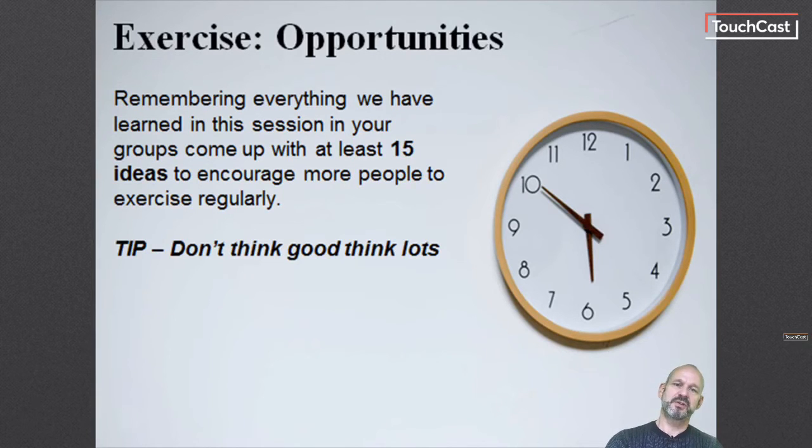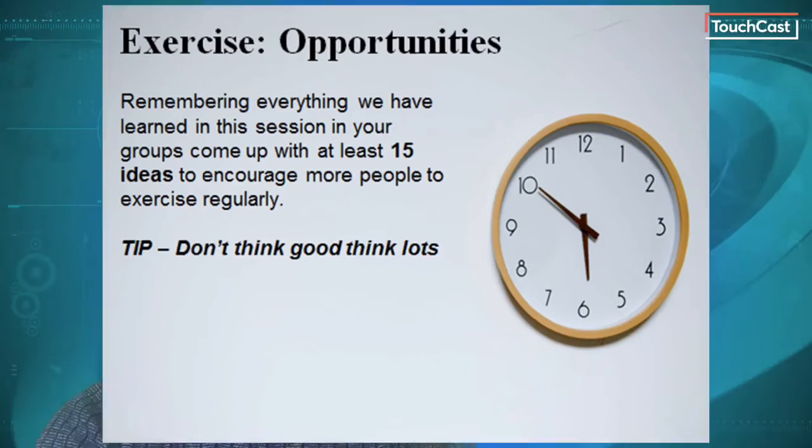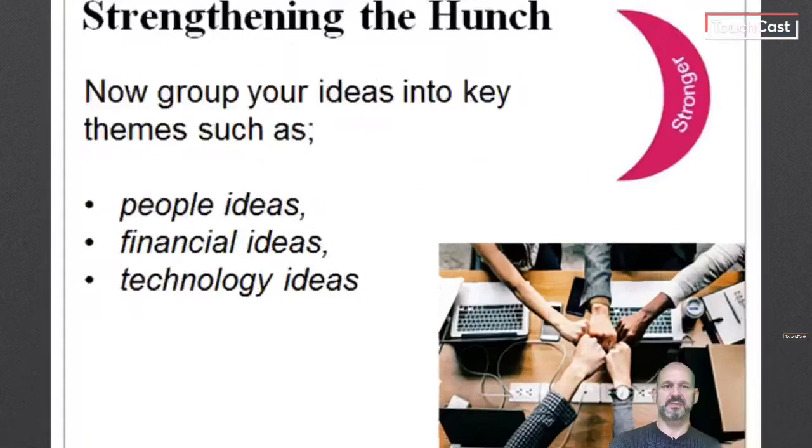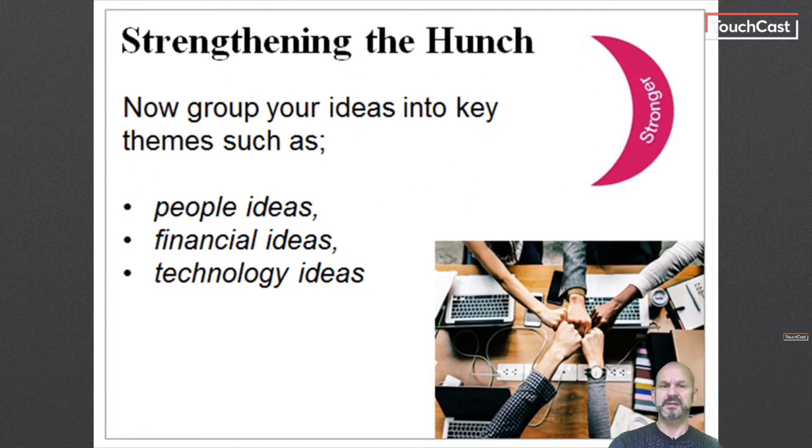So we have our hunch, which we think offers an opportunity, and we've generated some initial ideas. So where do we go from here? Well, now we need to strengthen our hunch by clustering our ideas into key themes, which we can then explore further. So group all the ideas you have into a number of key themes, and these themes could include things like people ideas, financial ideas, or ideas based on technology.